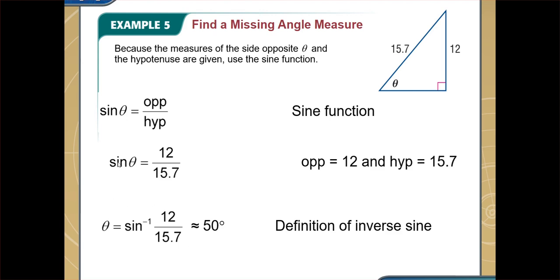Basically, you take the inverse sine of both sides. On the left-hand side, you will have inverse sine of sine of theta. The composition of the inverse sine and sine functions just gives us theta. So the left-hand side gives us theta, and the right-hand side is inverse sine of the given trig ratio, opposite over hypotenuse. Put it in your calculator, and the angle rounded to the nearest degree will be about 50 degrees.